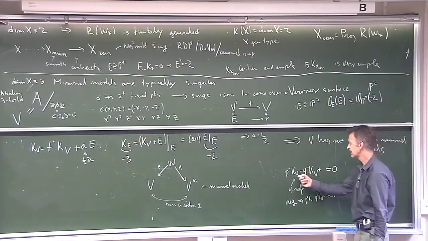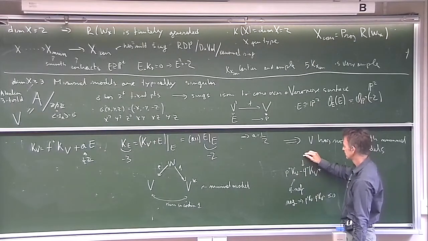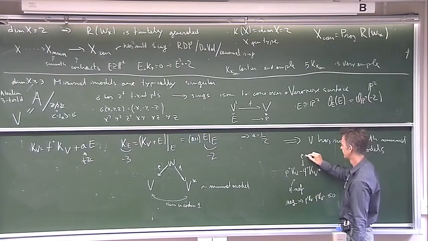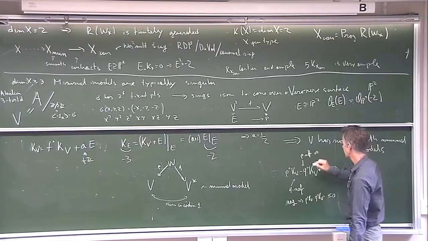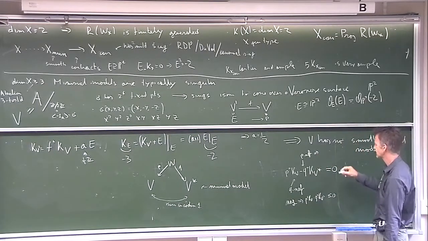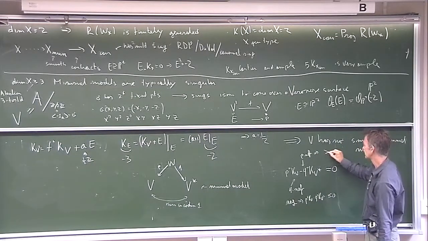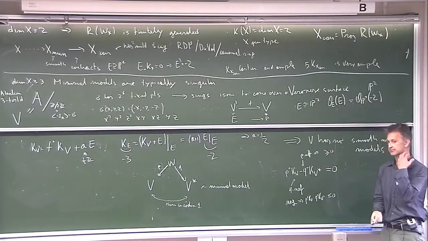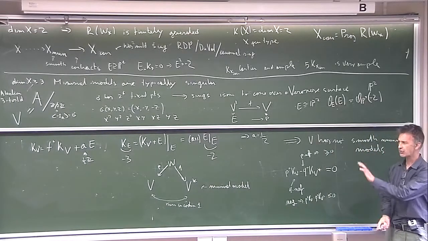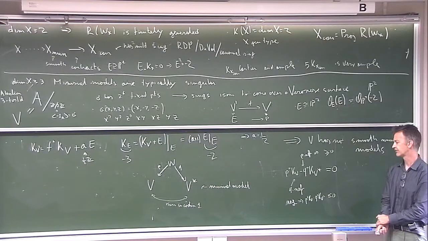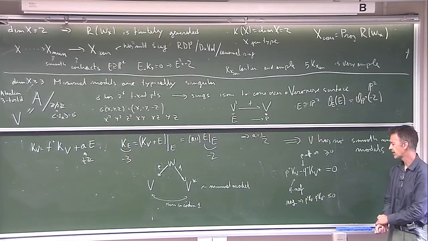By the same reasoning, if these are both minimal models, this is also P nef. And by the negativity lemma, this, once again, says that this difference has to be greater or equal to 0, hence it's equal to 0. Okay. So maybe I'll recall the negativity lemma in a second for those of you who do not remember it.